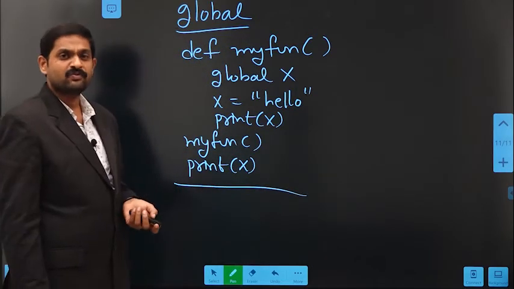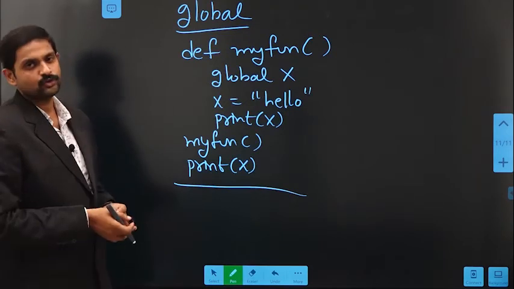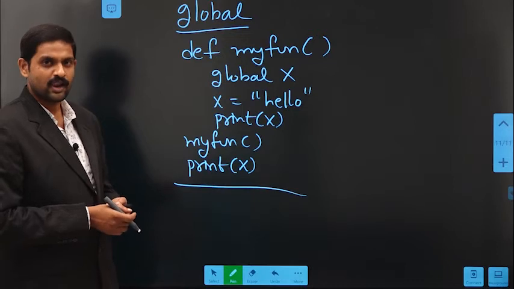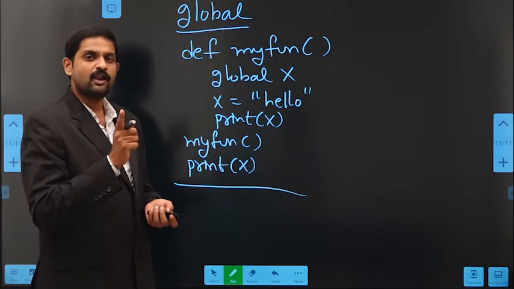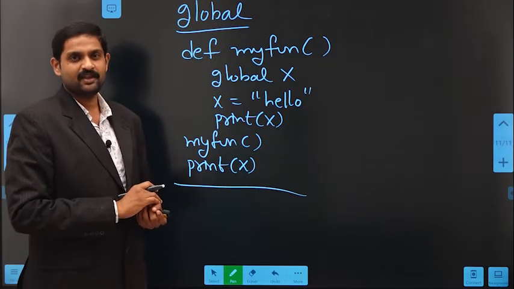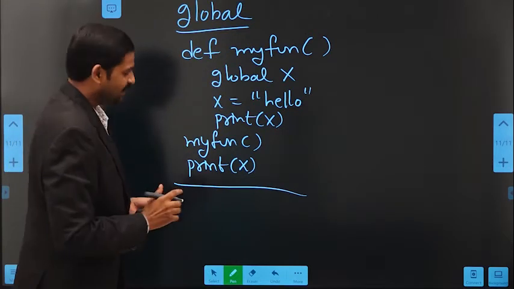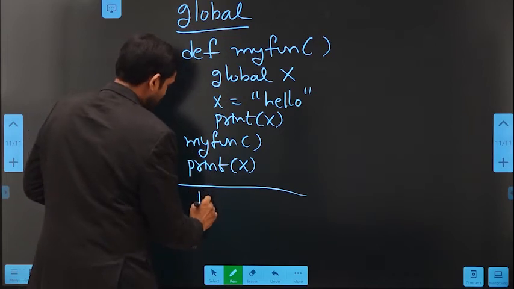What might be the output for this program? One hello or two hellos? Two hellos? If your answer is two hellos, it's 100% correct. If your answer is one hello, your answer is only 50% correct. It prints two hellos.